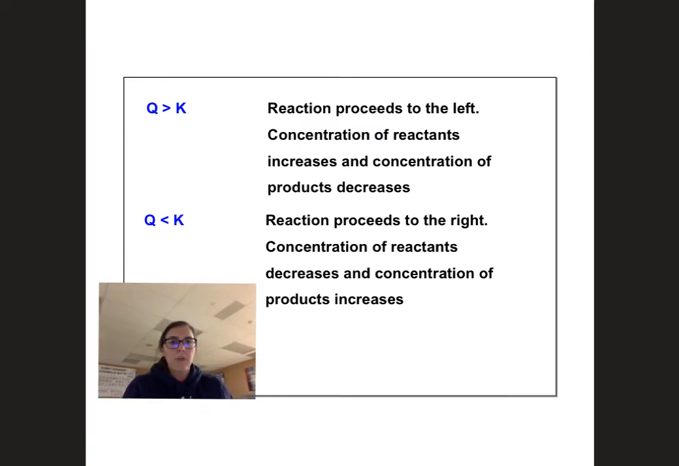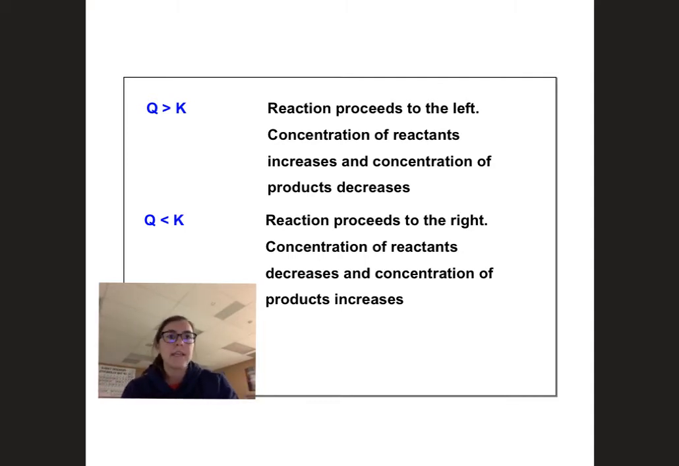Okay, so when we solve for Q, it can be at the beginning of the reaction or at a certain point in time. If Q is bigger than K, it means the reaction is going to proceed left. So we're always trying to get to K. So if we go to the left, that means when we're trying to get to our K, the concentration of the reactants is going to go up. The concentration of the products is going to go down. So basically, the reverse reaction is happening until we get back to our K.